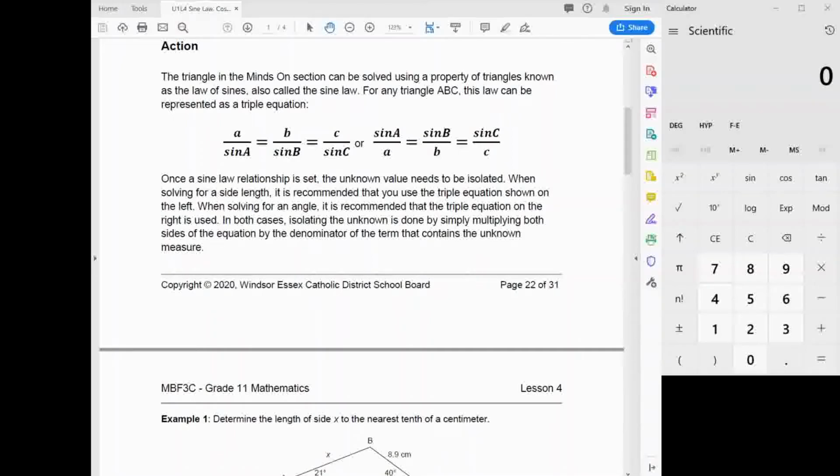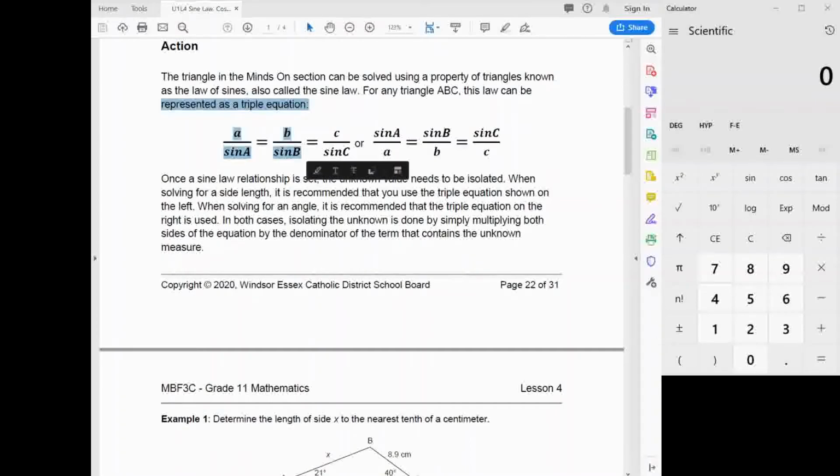The first equation, I'll see if I can highlight this. The first equation is this one here: a over sine A equals b over sine B. The second equation would be this one: b over sine B equals c over sine C. And the third equation, if we can imagine, it's this here: a over sine A equals c over sine C. That's our third equation. So that's how a triple equation works. Rather than writing three equations, we just write them in one line like this.